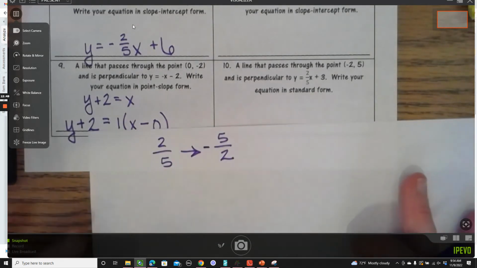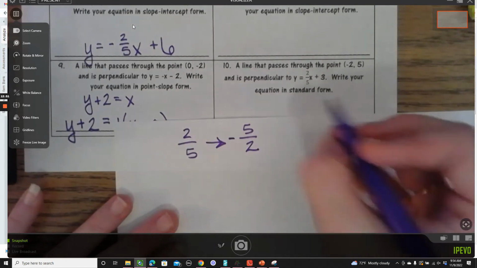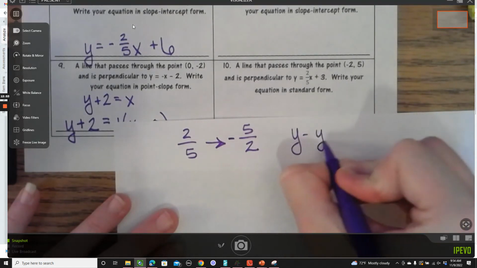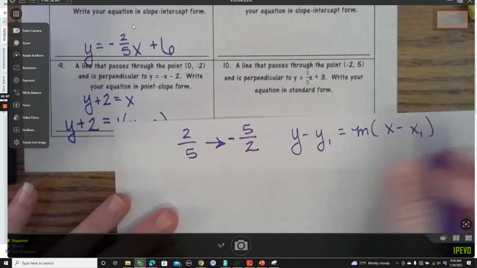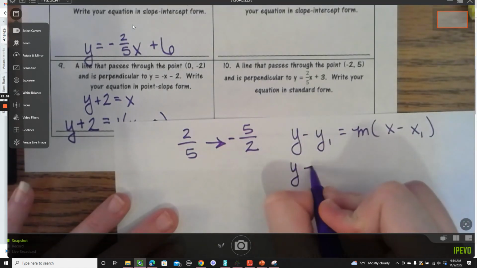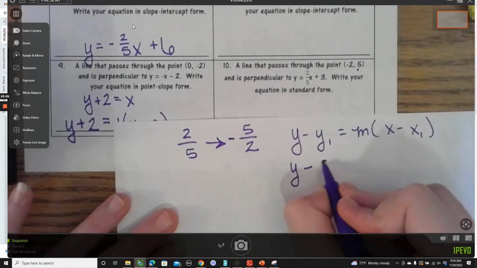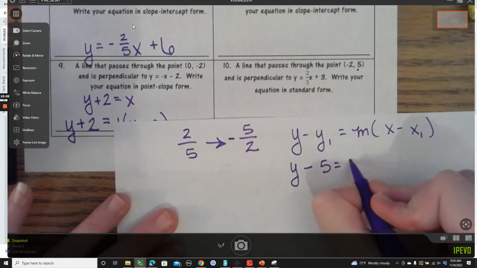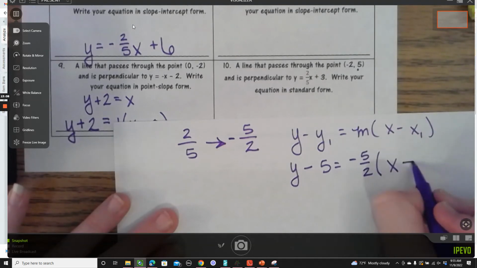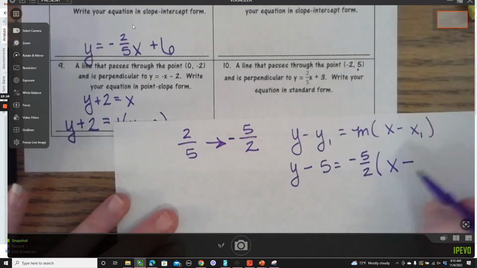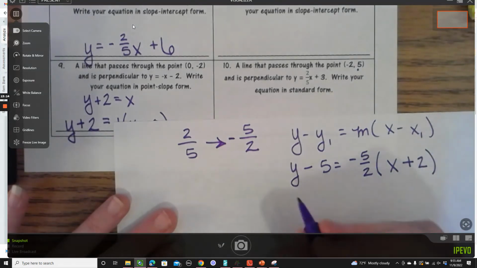So if I do this in point slope form, let's do point slope form again. Y minus y1 equals the slope times x minus x1. So y minus y1 is a 5. Slope is -5 over 2. X minus, I don't do minus a -2, so +2. And then I can put this in standard form.